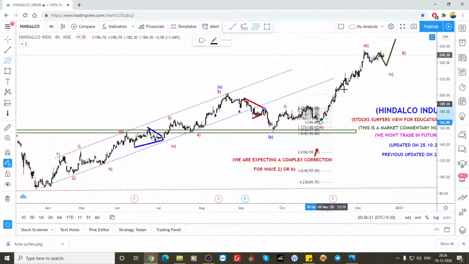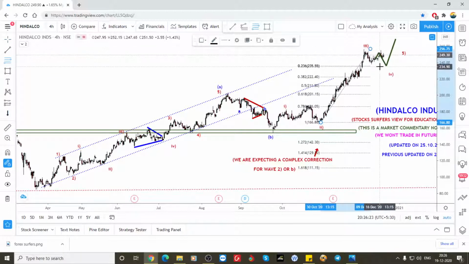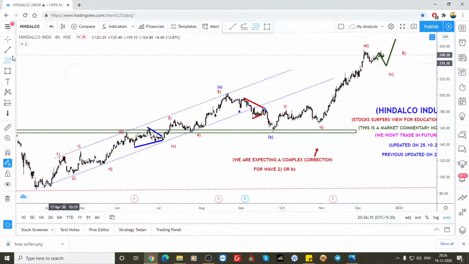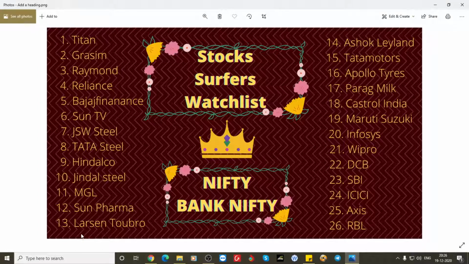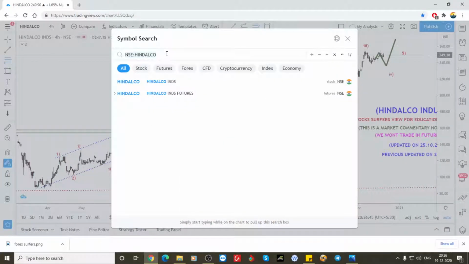And for that, retracement 23.6 is already dead, and if it is a regular flat correction, it can give the 222 also, and then again it can go higher. So let's see. Next we have to move to, I think, MGL and Sun Pharma.